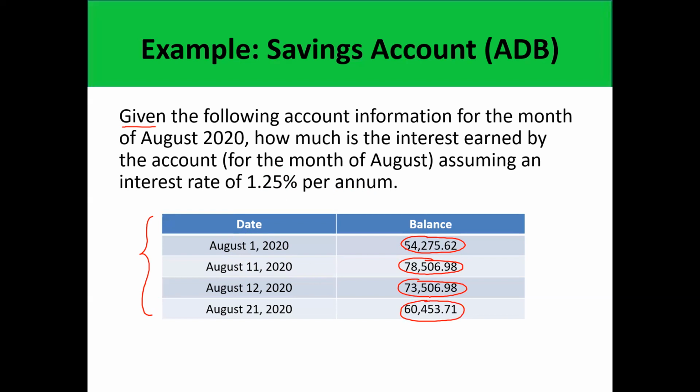So what we want to know is the amount of interest earnings for the month of August, given this particular scenario. So the question would be, should we use the last balance or should we use another quantity in order to compute for the amount of interest earned? In that case, the answer is we should compute for the ADB of the account for the month of August. And the ADB is the average daily balance. So how do we compute this average daily balance?